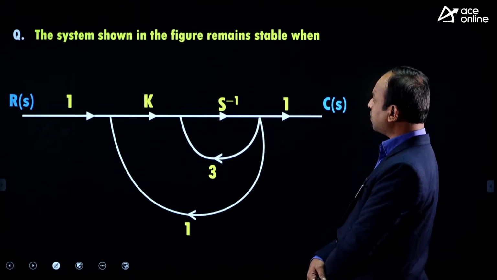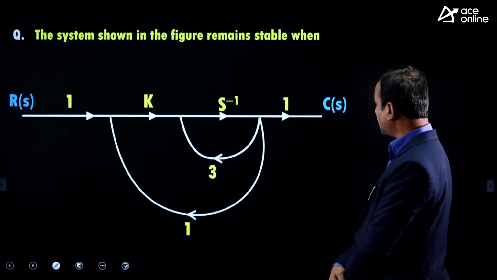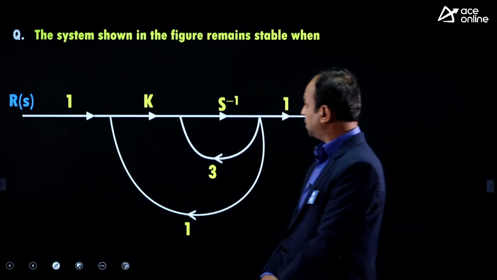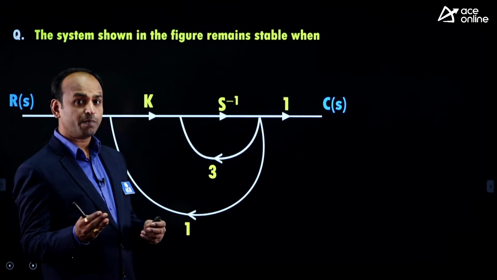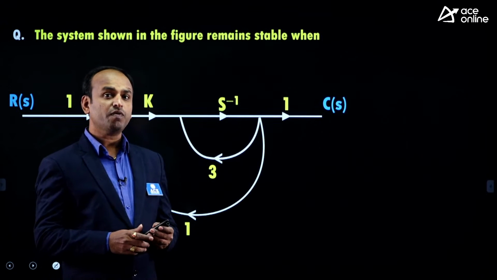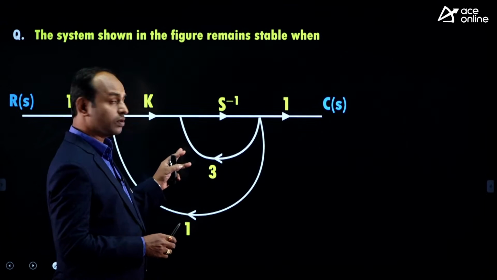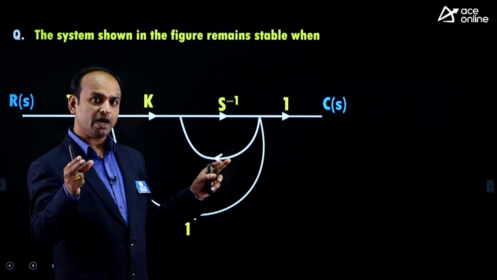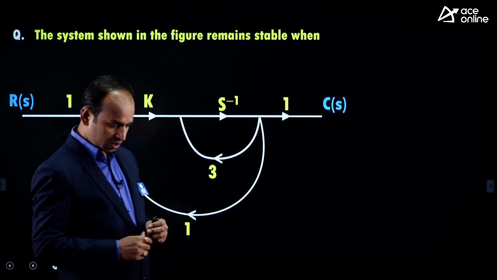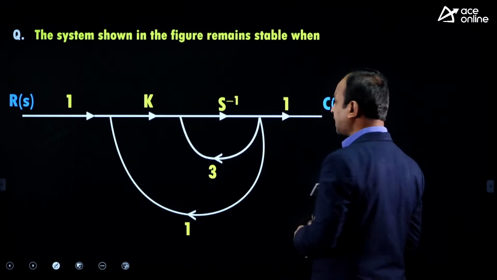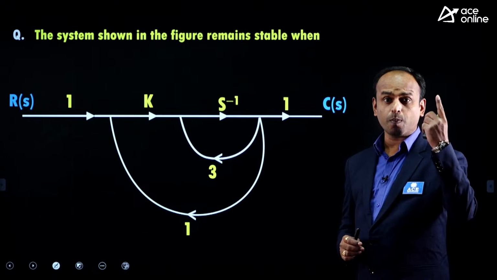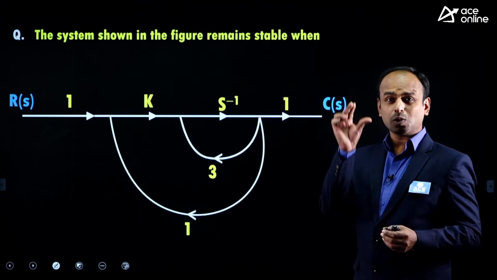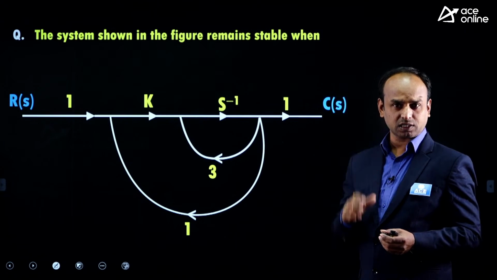The system shown in the figure remains stable when? Under what condition is the system stable? This means the examiner is giving the RH method, and they are providing a block diagram, and also a signal flow graph. So to find the stability, we require the characteristic equation. To get the characteristic equation, we require the closed loop transfer function. The denominator part of the closed loop transfer function is called the characteristic equation.